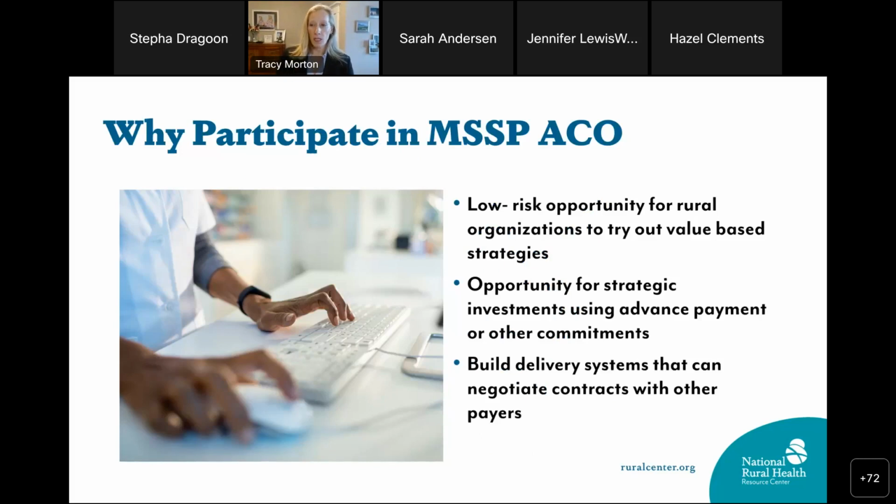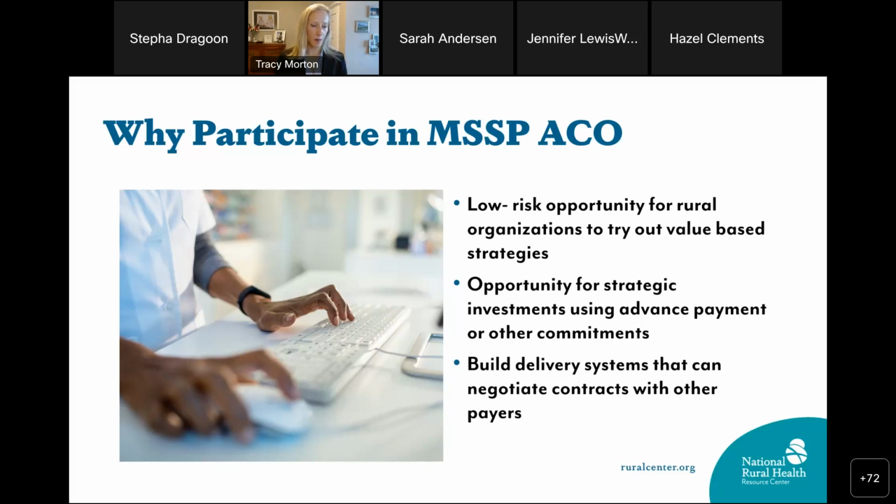They're an opportunity for strategic investments that use advanced payments and other commitments. So you can build processes and infrastructure for prevention, chronic care management, staffing to do such, care coordination, and integration of behavioral health. They allow us also to understand and utilize claims data to help manage care and predict opportunities to manage care in the future. And they also build that delivery system that can negotiate contracts with other payers, which is extremely advantageous. So I want to share a couple stories quick about some rural facilities that are participating in ACOs.